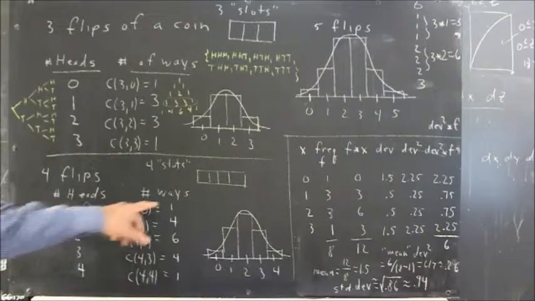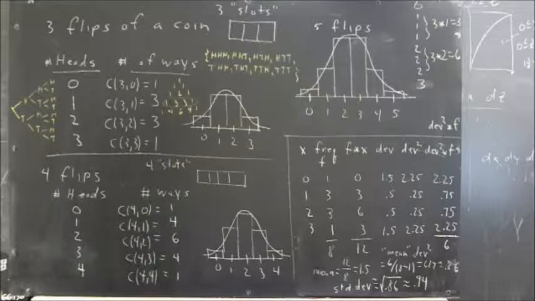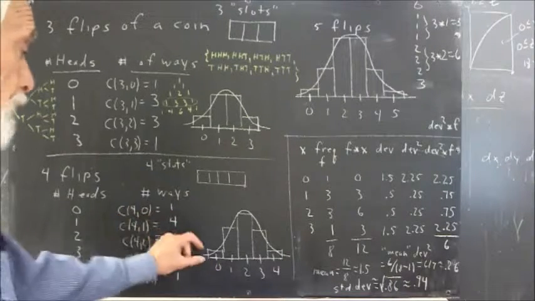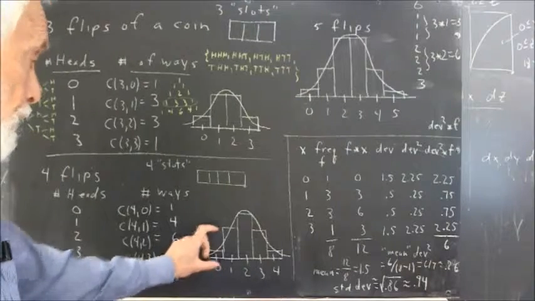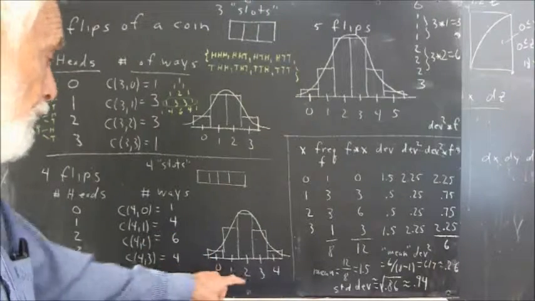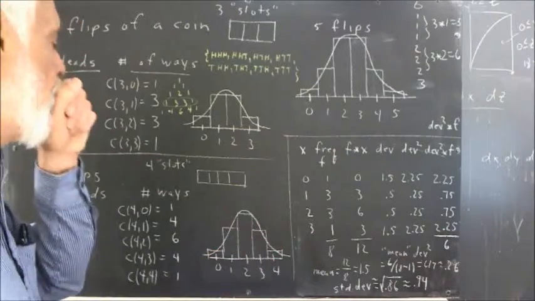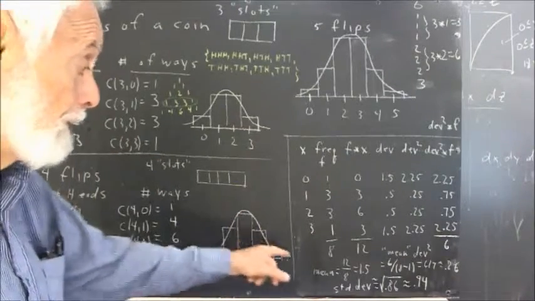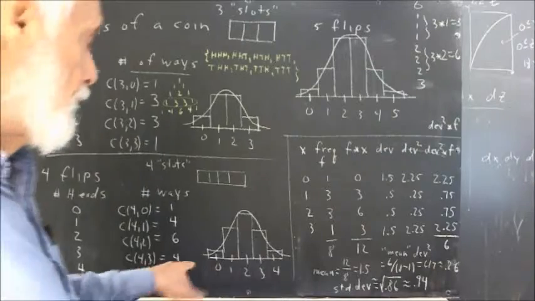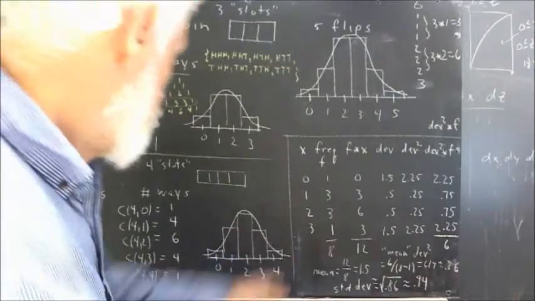So we can draw a histogram representing this frequency distribution. For 0 heads, we have 1 outcome. For 1 head, we have 4 outcomes. For 2 heads, we have 6, and so forth. Then we can also draw a bell-shaped curve that nicely emulates this distribution.